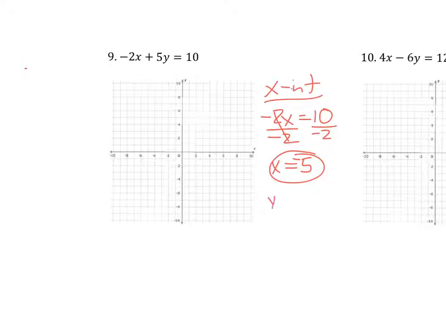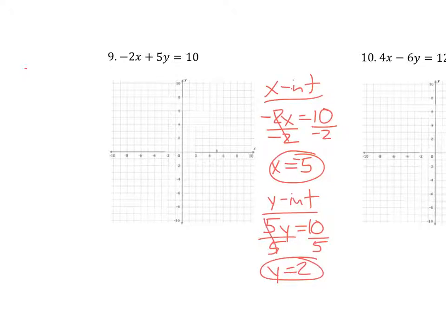For my y-intercept, okay, I want to cover up x. If I cover up x, I'm left with 5y equals 10. Divide by 5. And y equals 2. So x equals negative 5, y equals 2. Connect them with a line. And 9's done. One more.